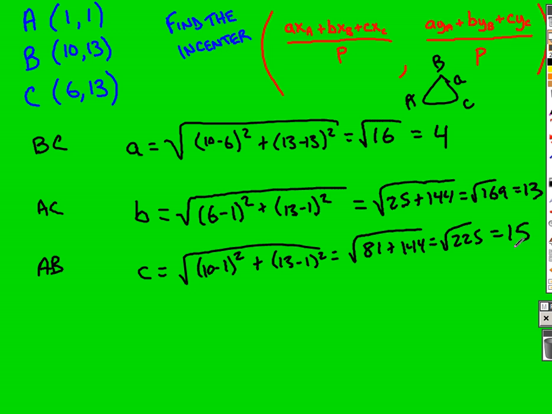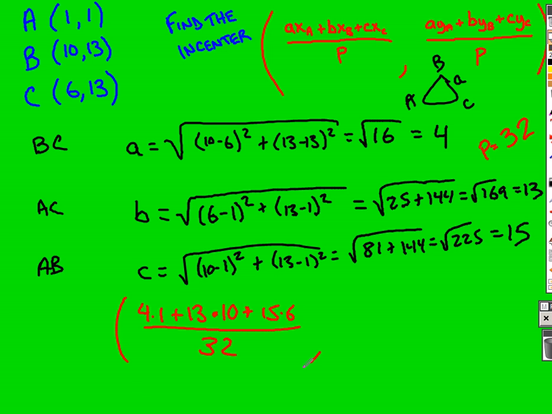So what I need to know is, first of all, what's my perimeter? I need to know that. Perimeter is adding these up. 4, 13, and 15, adding them up, I should get 32 as my perimeter. So to do my big ordered pair here, what I'm going to have is, first, the length of A, so 4, times the x value for A, so times 1, plus the length of B, 13, times the x value from point B, so times 10. And then 15 for side C's length, times 6, the x value of C. All divided by the perimeter, 32.